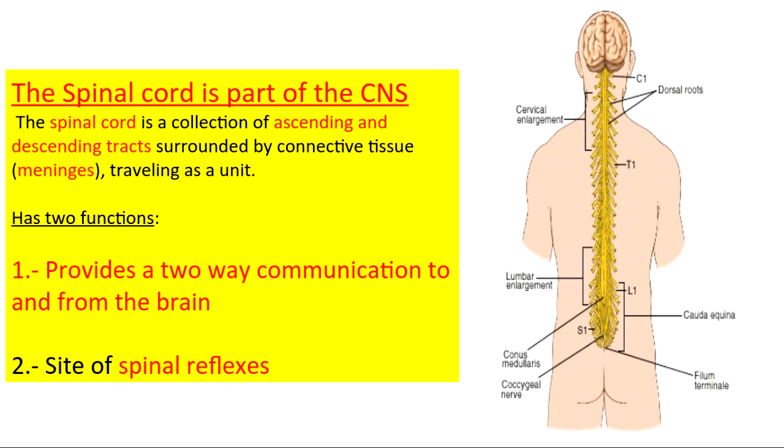Now, functions of the spinal cord. The spinal cord is a way of communicating with the brain. So there are nerves that travel from the brain down the spinal cord all the way, and then from there out through PNS nerves to an effector organ. Or there's information coming from receptors towards the spinal cord, and then the information is passed on a series of neurons that finally take the sensory information to the brain. So it's a two-way communication to and from the brain.